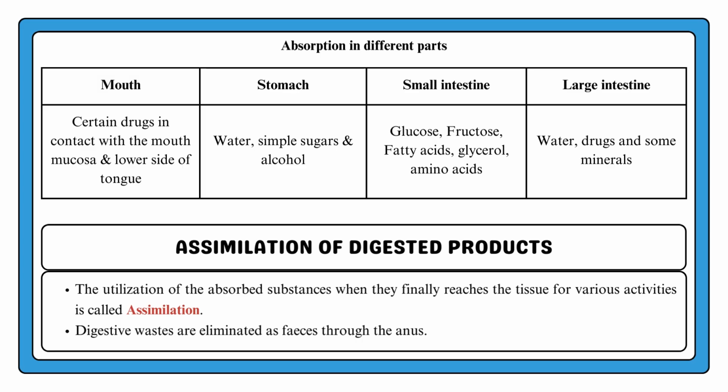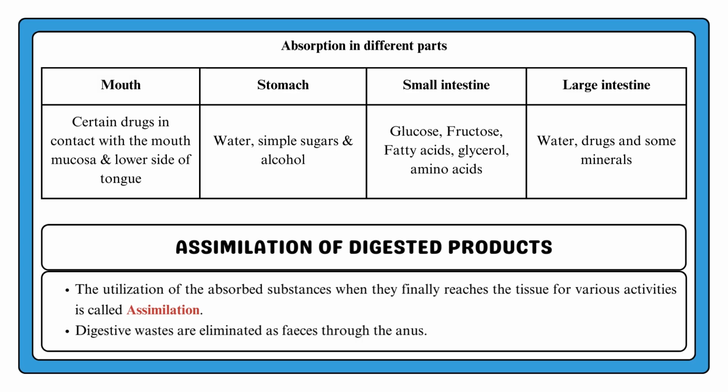This table shows the absorption of digested products in different parts of the digestive system. In the mouth, certain drugs in contact with the mouth mucosa and the lower side of the tongue are absorbed. In the stomach, water, simple sugars and alcohol are absorbed. In the small intestine, glucose, fructose, fatty acids, glycerol and amino acids are absorbed. In the large intestine, water, drugs and some minerals are absorbed.